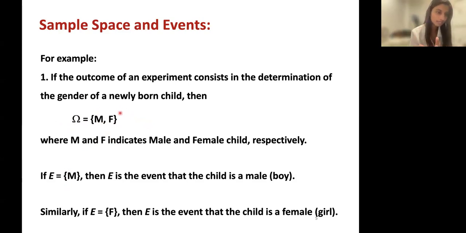So we know the outcome after the child is born. Now the event is M. It's a male child that is born. So that is an event. This is just a simple example.